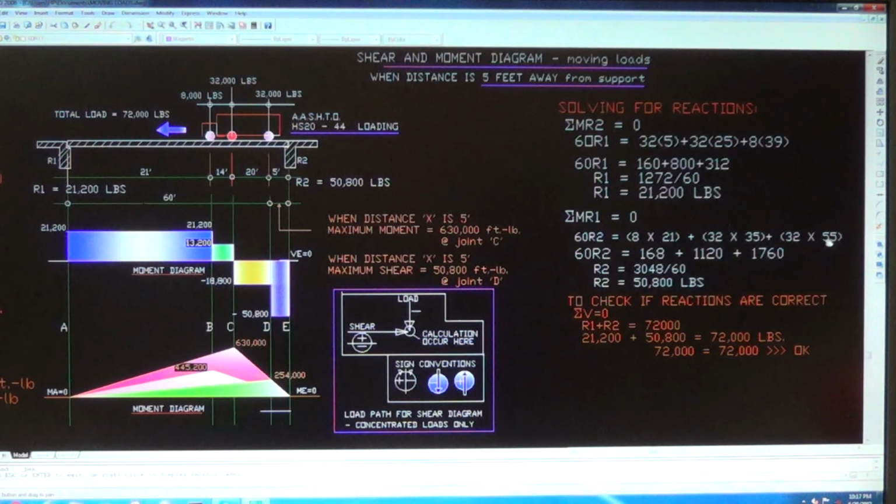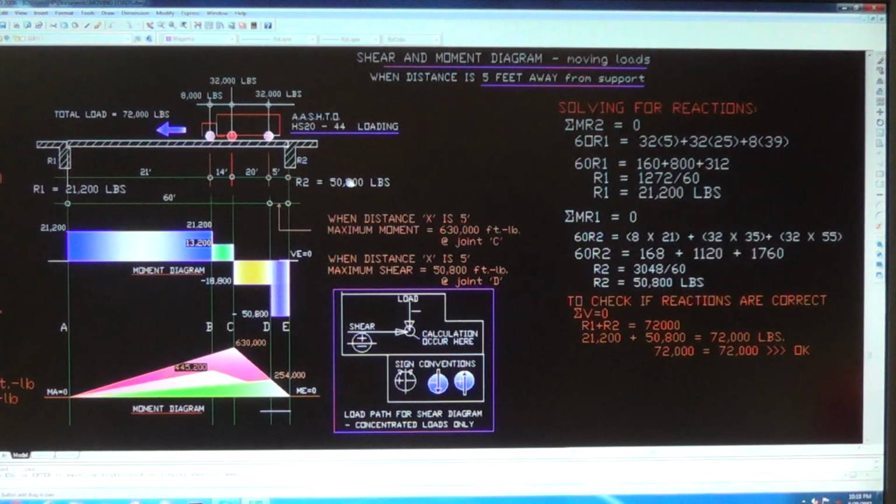So all the loads are in, so now 60 R2 equals, you work this out, multiply that, add that, multiply. It comes up 168 for this, 1120 for this, and 32 times 55 is 1760. You add all this up, and then you divide it by 60, you get R2, 50,800 pounds. So R2's right here.